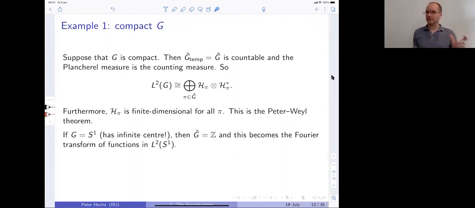And again, an example which doesn't quite fit into our class of groups: the circle. The theory, of course, still applies because we know about Fourier transforms on the circle. Then the unitary dual is Z, so the representations are parameterized by the integers. And this Fourier transform that I mentioned earlier is really the Fourier transform of periodic functions. So the Fourier transform is a special case.